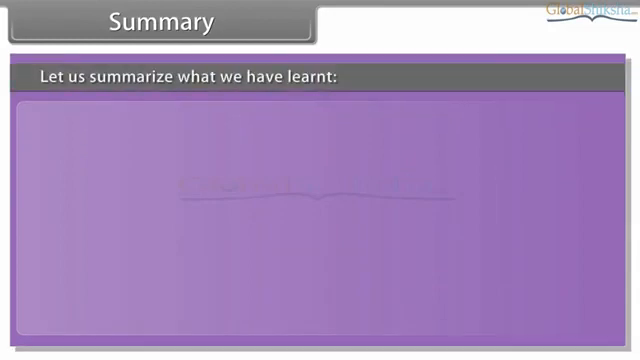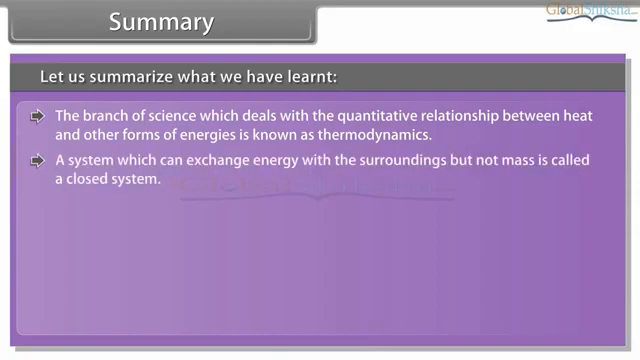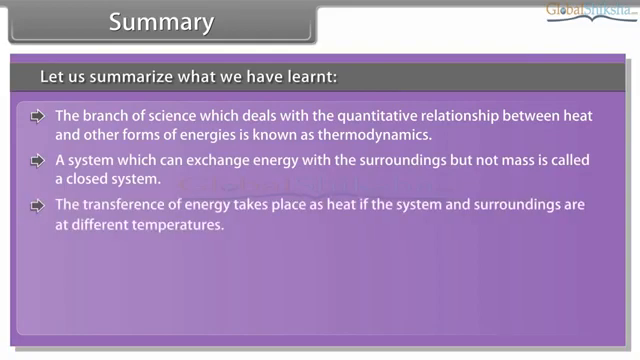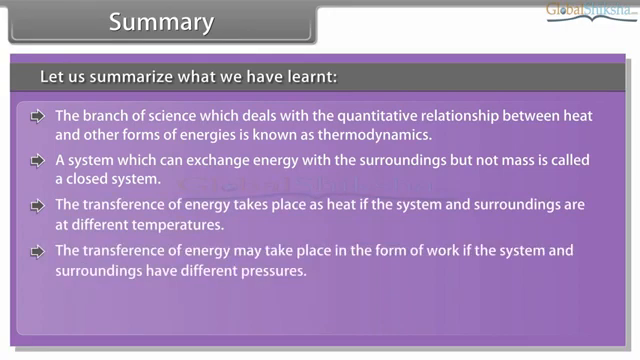Summary. Let us summarize what we have learned. The branch of science which deals with the quantitative relationship between heat and other forms of energies is known as thermodynamics. A system which can exchange energy with the surroundings but not mass is called a closed system. The transference of energy takes place as heat if the system and surroundings are at different temperatures. The transference of energy may take place in the form of work if the system and surroundings have different pressures.